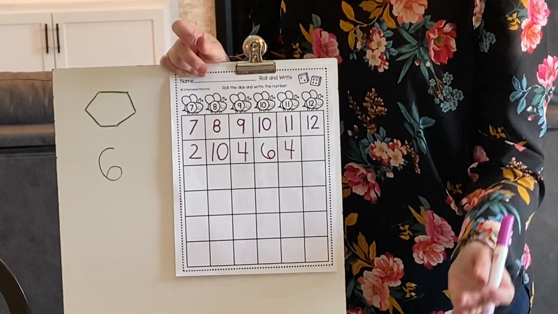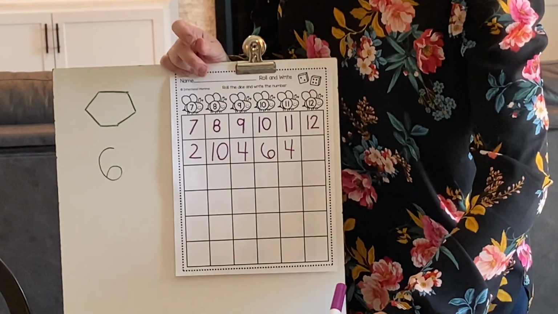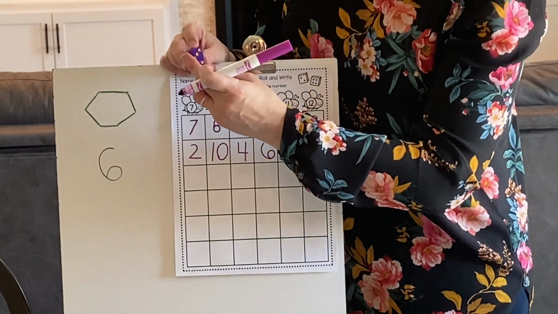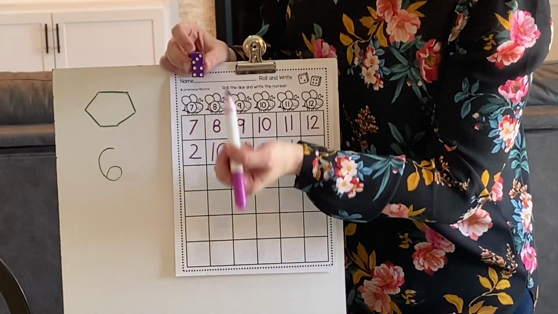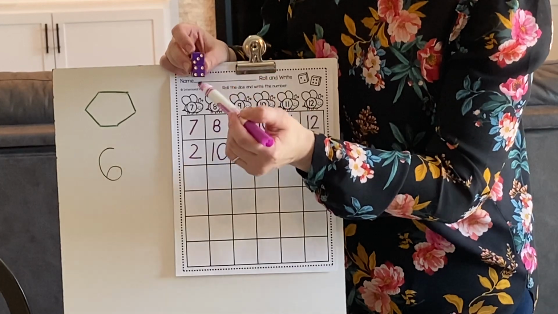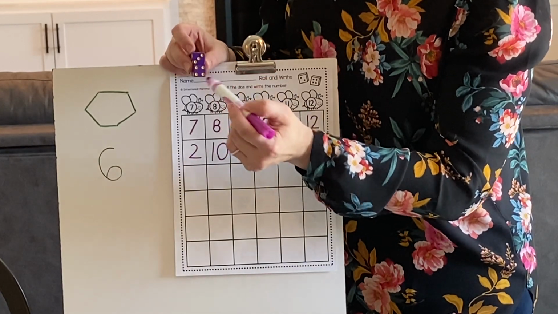All right, one more time. Whoa, I rolled this time. 1 die has a 3, 1 has a 4. So 1, 2, 3, 4, 5, 6, 7.